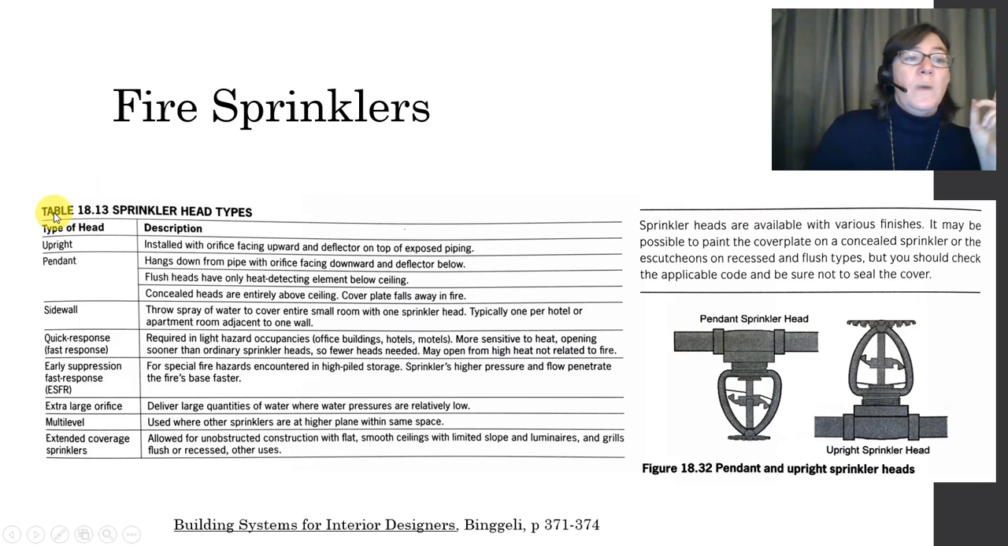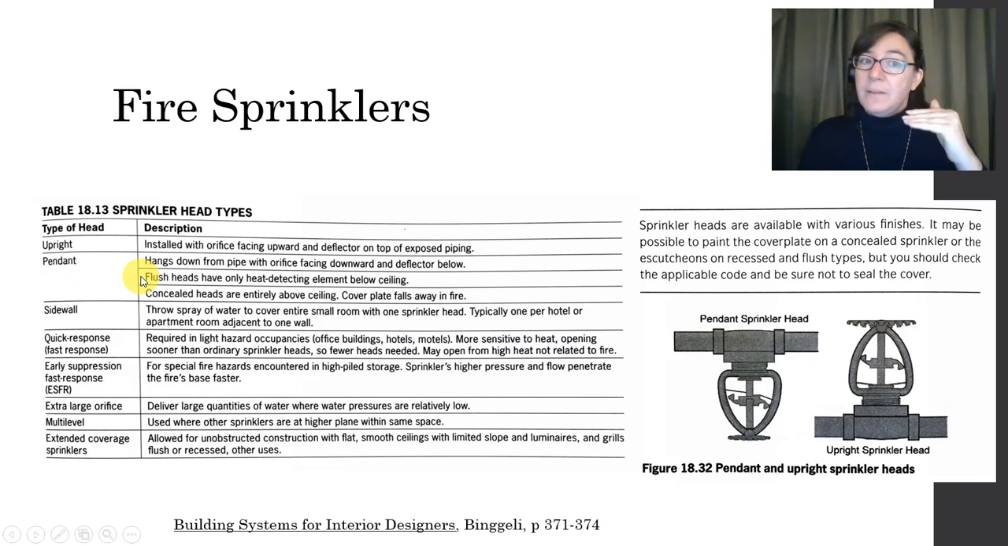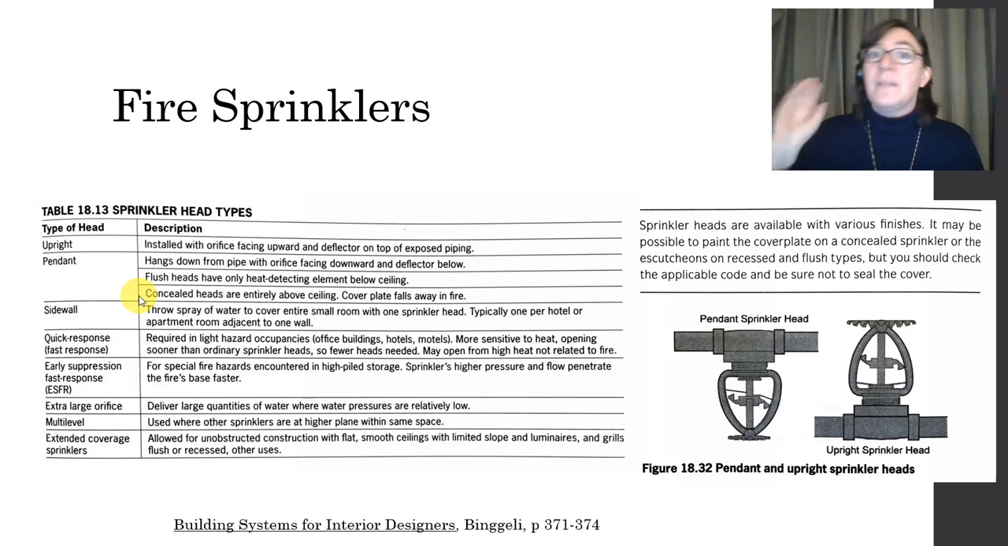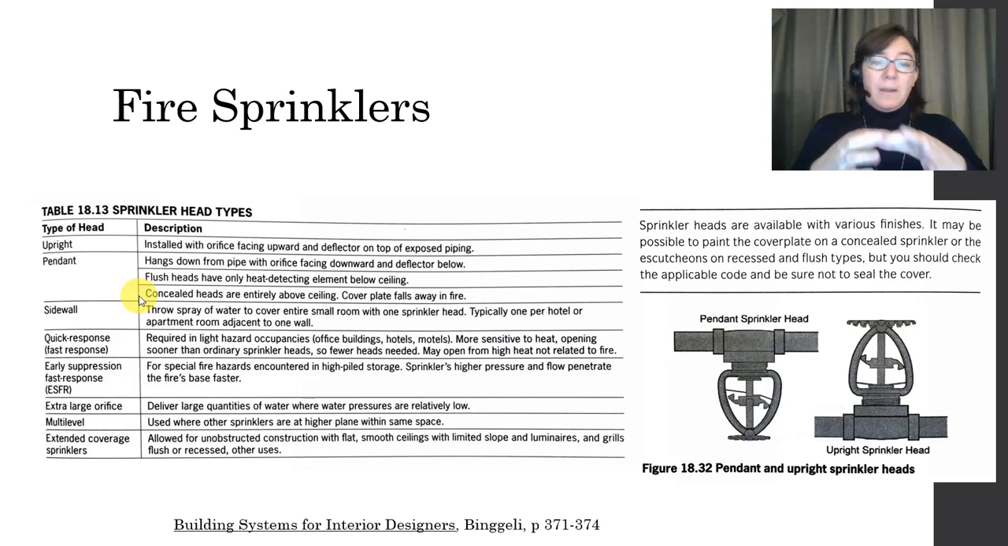So let's take a look. Once you have chosen the pendant system, you could have flush sprinkler heads or concealed sprinkler heads. So if you're in an office and you don't see any sprinkler heads, they might be concealed behind a little cover plate, just a little, looks like a tiny white circle on your ceiling.